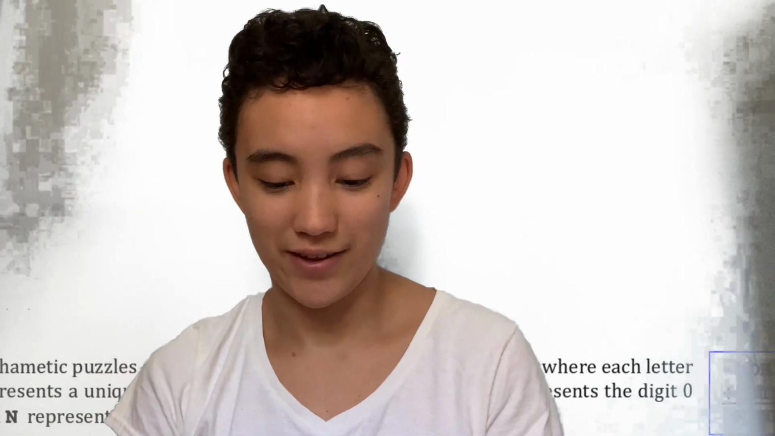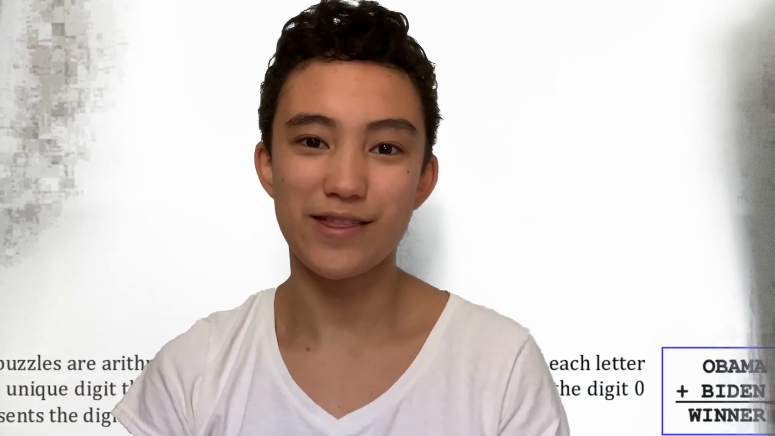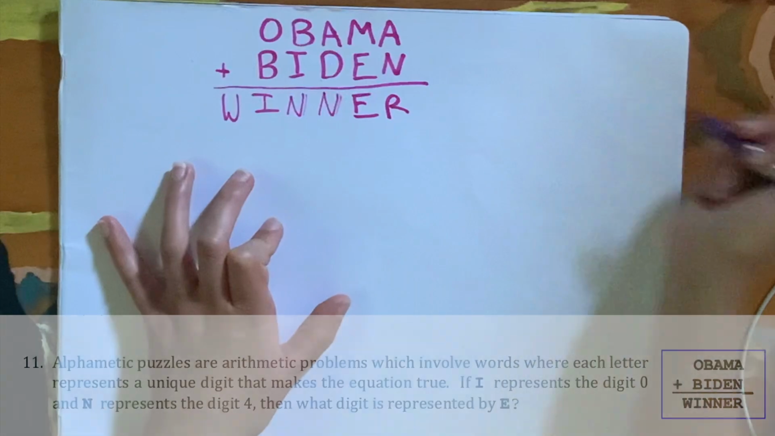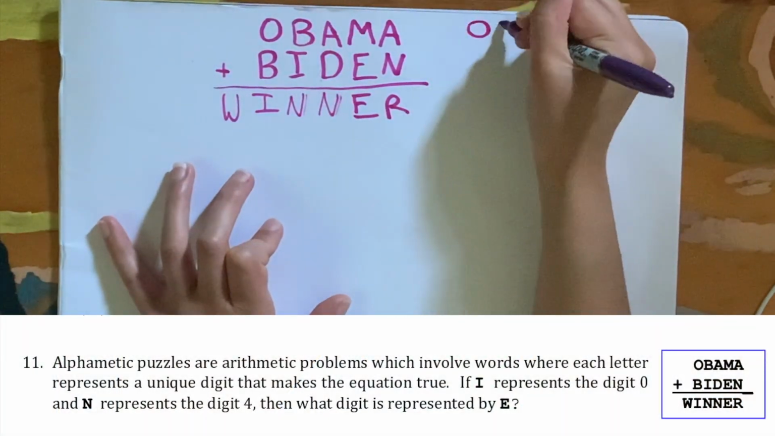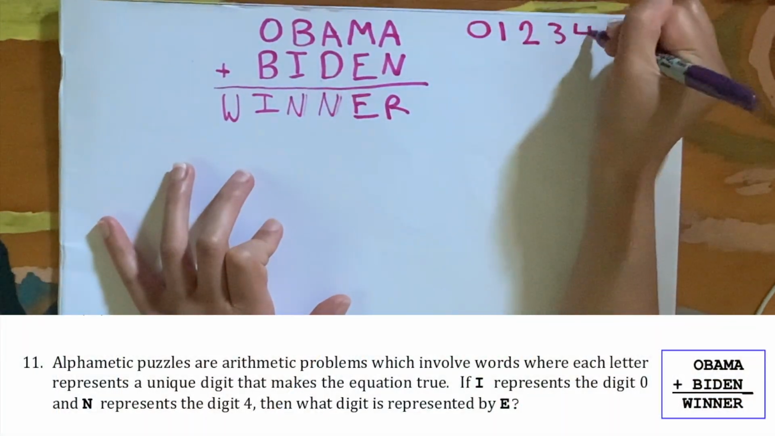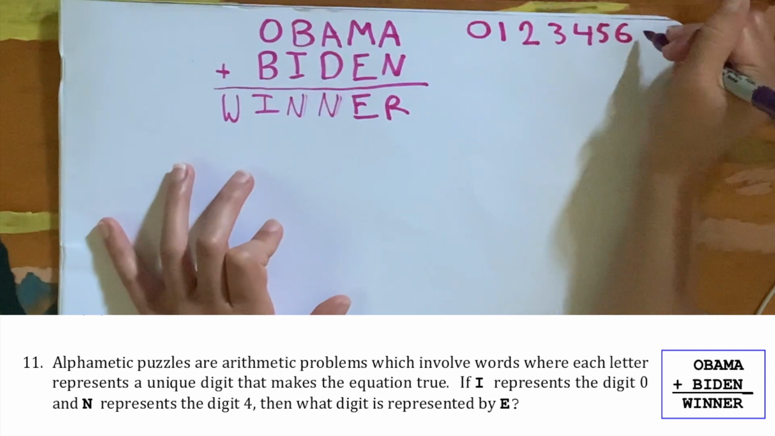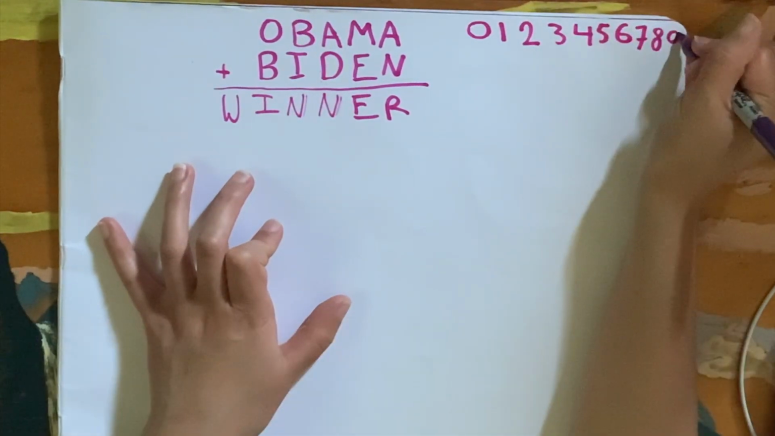This is from that same exam. It's problem number 11, and as you can see, it's a little themed with the current events of the day. Every number from 0 to 9 has one and only one letter representing it, so let's just write out each of those numbers so we can mark them when they're assigned.